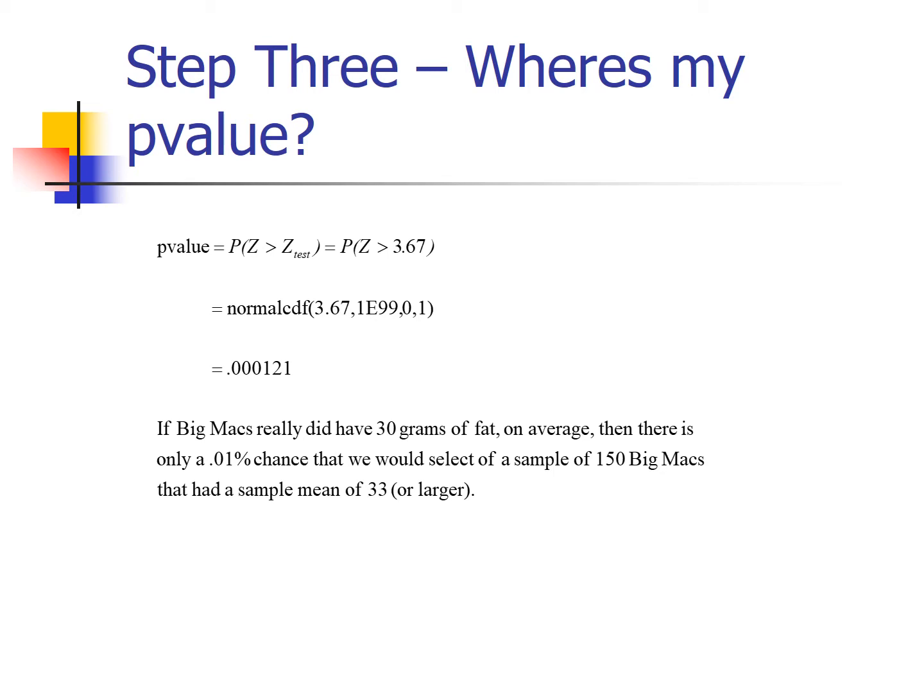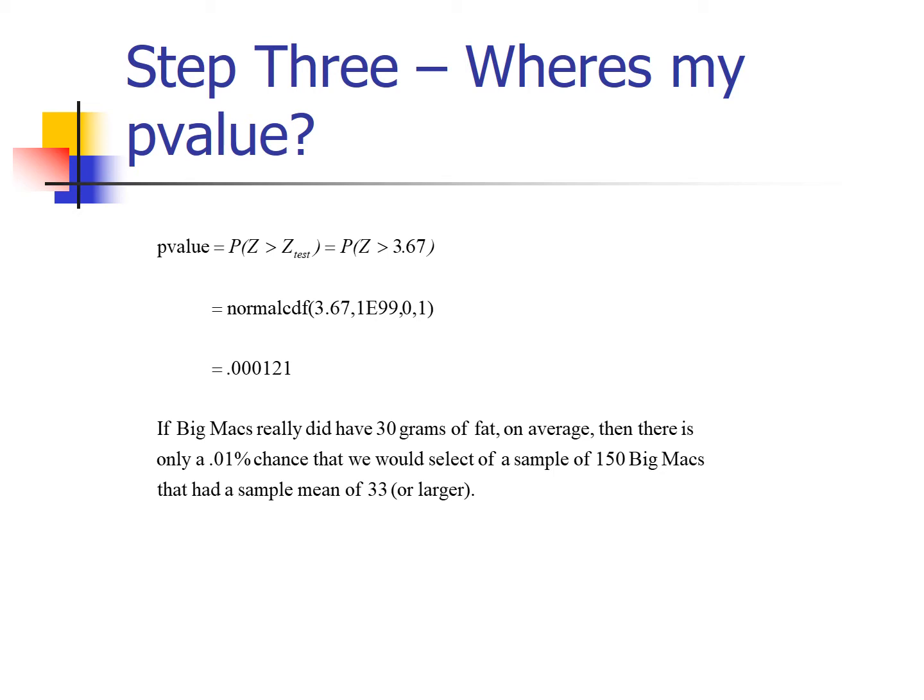Our p-value is the probability that z is greater than z test, right? That greater than matches up with the greater than 30 in my alternative hypothesis. So this is the probability that z is greater than my test statistic 3.67. Now I didn't draw the pictures. By now I should have perfected the skill, and it should be fairly obvious to me that to find this probability, z is just a normal distribution with a mean of 0 and a standard deviation of 1. So finding this probability is just normal CDF.